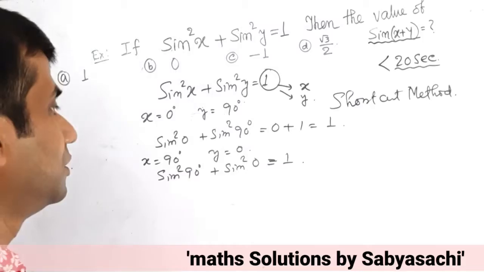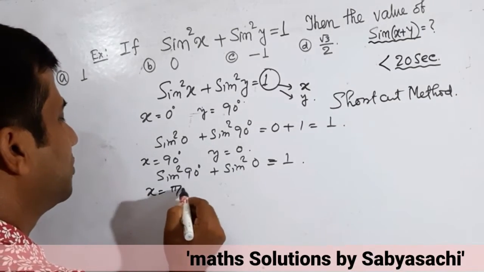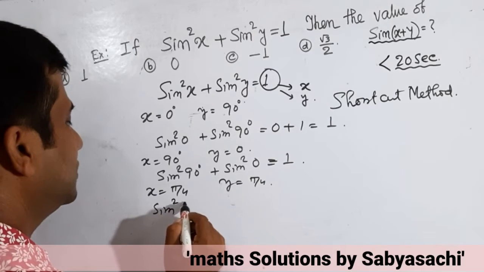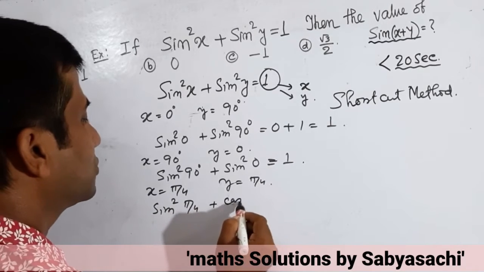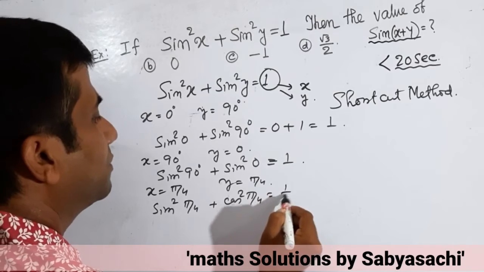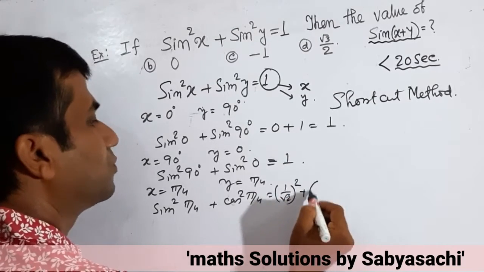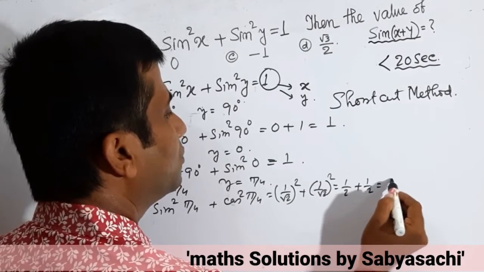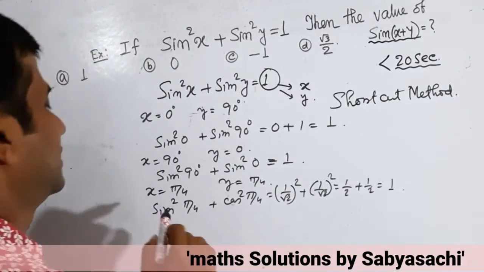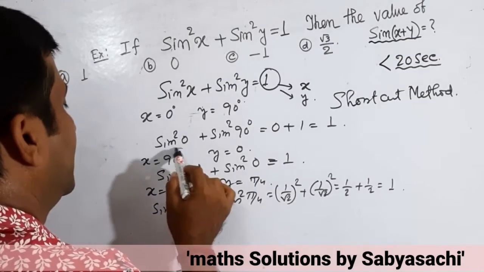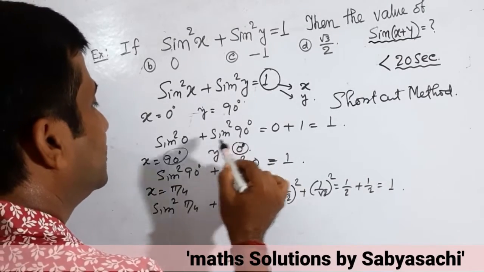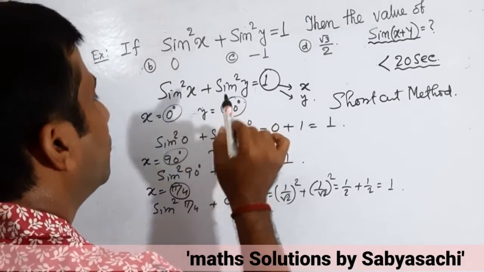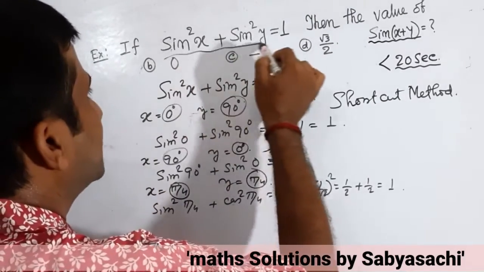And if you put x is equal to pi by 4, y is equal to pi by 4, that means sin square pi by 4 plus sin square pi by 4, that means 1 by root 2 its square plus 1 by root 2 its square is equal to half plus half is equal to 1. That means 90 degree, 0 degree or pi by 4 will satisfy this equation.